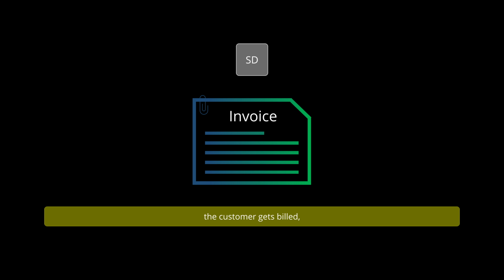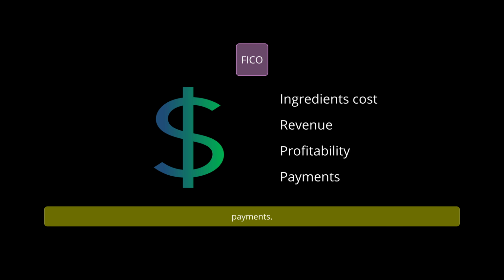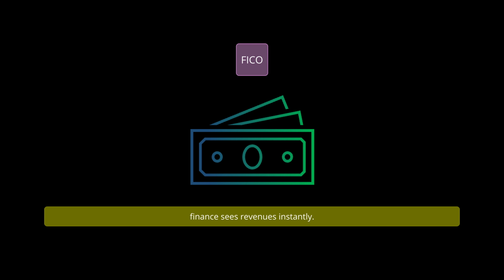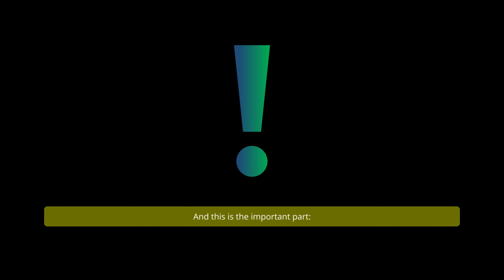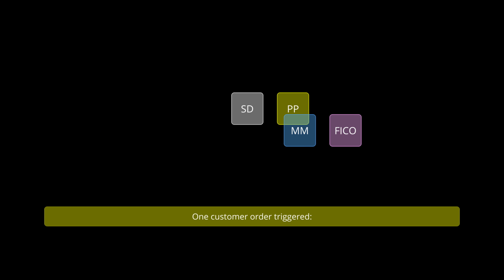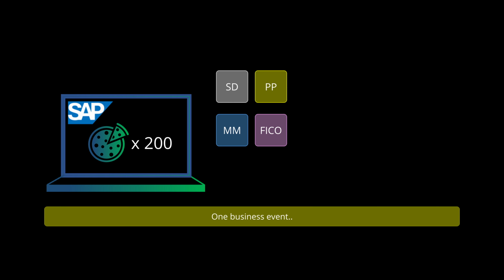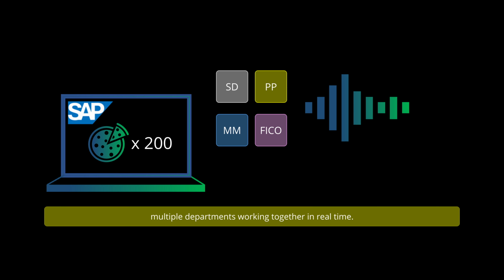The customer gets billed. And now, FICO enters the story. FICO tracks the money side: ingredient costs, revenue, profitability, payments. When pizzas are sold, finance sees revenues instantly. This is the important part. These modules are not isolated. One customer order triggered SD, PP, FICO: one business event, multiple departments working together in real time.